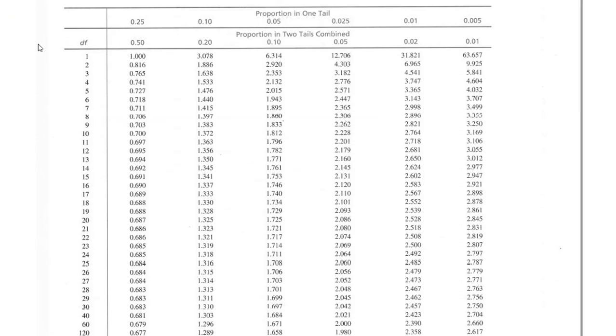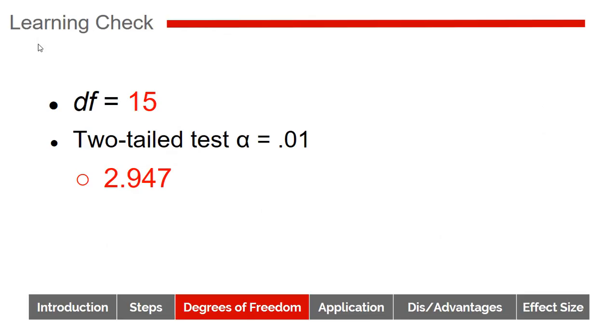So we had 16 people, which means n-1, 16 minus 1 is 15. We said that we were going to look at a two-tailed test at 0.01. So if I draw an imaginary line in between these 2 circled numbers, I end up with a critical t-value of plus or minus 2.947. It's plus or minus because it's two-tailed. There you go, two-tailed test, plus or minus 2.947.